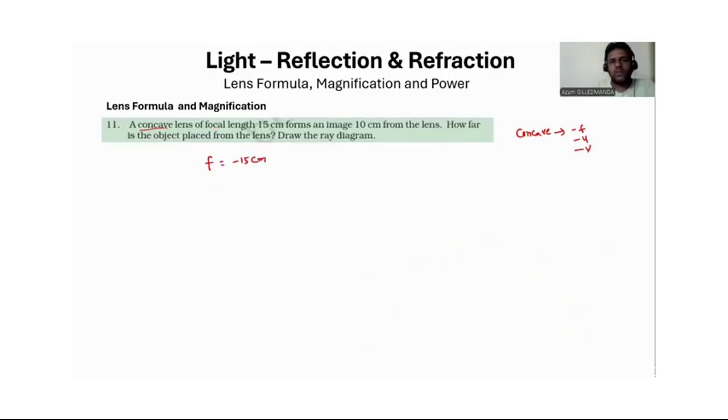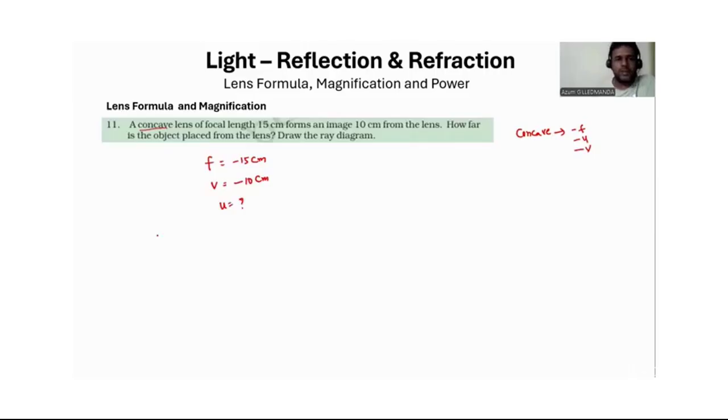A concave lens of focal length 15 centimeter forms an image 10 centimeter from the lens. So V is given. That is minus 10 centimeter from the lens. How far is the object placed from the lens? That means U is asked, and draw the ray diagram.